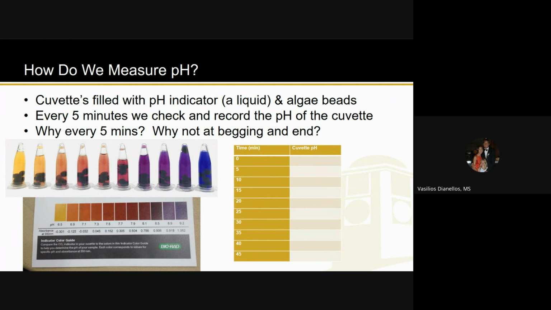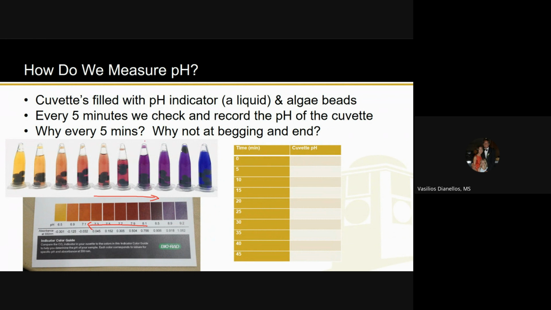So they're just going to be sitting there doing their thing. And like I said, if photosynthesis is happening, pH is going to increase, right? If respiration is happening, pH is going to decrease, right? So you'll be able to compare these little plastic tubes filled with algae beads and liquid and see their pH, right? And every 5 minutes, you're going to measure the pH or look at it and determine the pH, and you're going to write it down here.